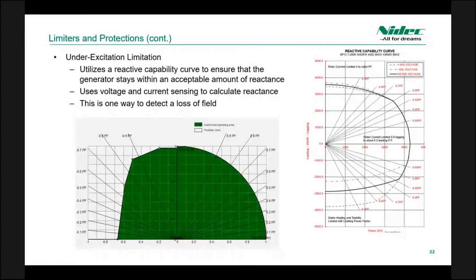The under excitation limitation measures the amount of reactance and compares that to the reactive capability curve to make sure the generator is not being under excited. This is one way to detect the loss of a field connection, and this curve will be referenced again later when we have our programming demo.